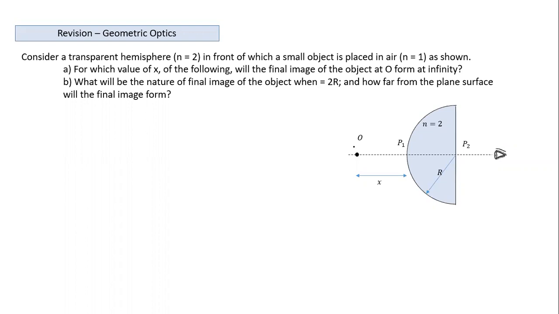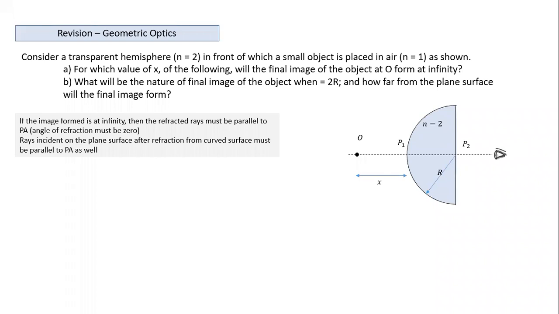Again, the image is similar to the previous question. This is the object and this is where the observer is. Two refractions will take place, one at the curved surface and one at the plane surface. This question is very easy to solve. If the image forms at infinity, how would the rays be reaching the eye? The rays will be parallel. That's what infinity means. So rays reaching after second refraction have to be parallel. If the rays after refraction are parallel, they must be parallel even before refraction, because this is a plane surface. If the image is formed at infinity, then refracted rays must be parallel to the principal axis.